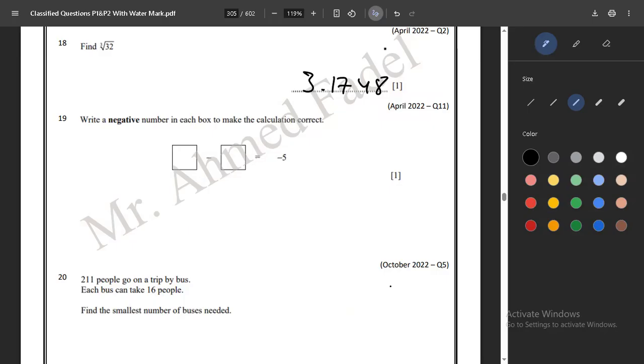All right. Here, write a negative number in each box. So to do this, you're going to need to write -8 here, and here you're going to need to write -3. So in this case, it's going to be -8 plus 3, which is going to give you -5.